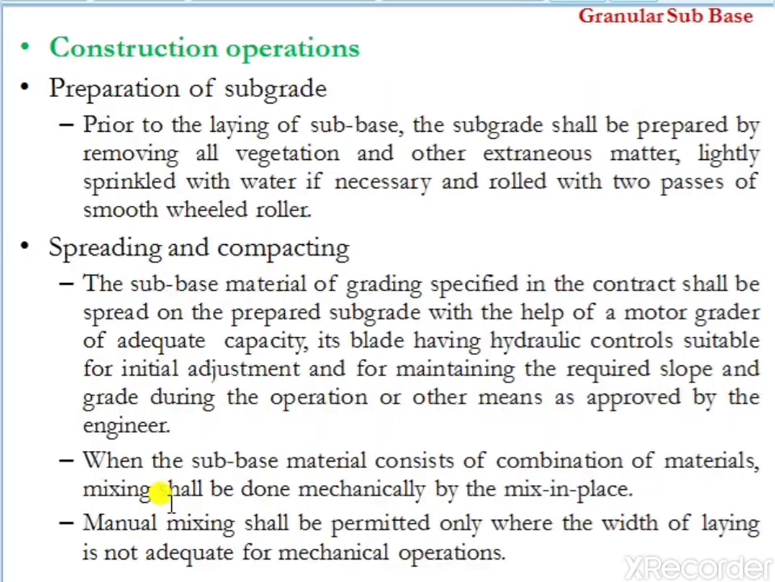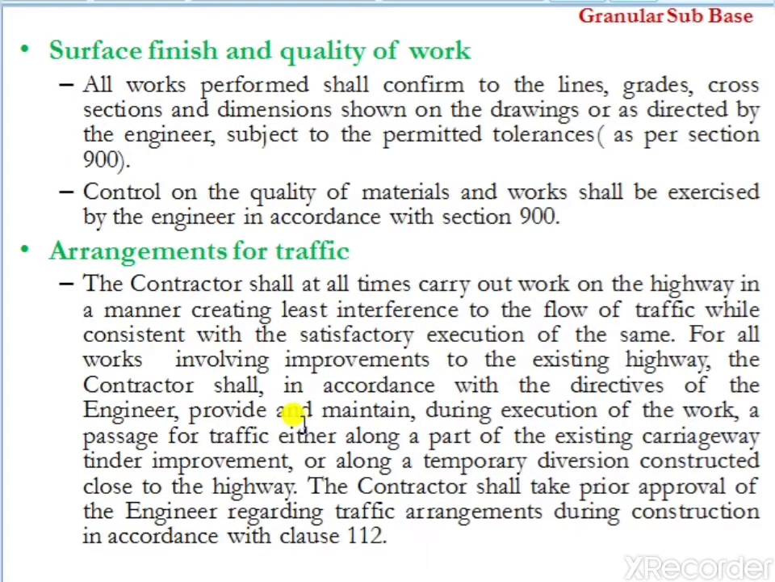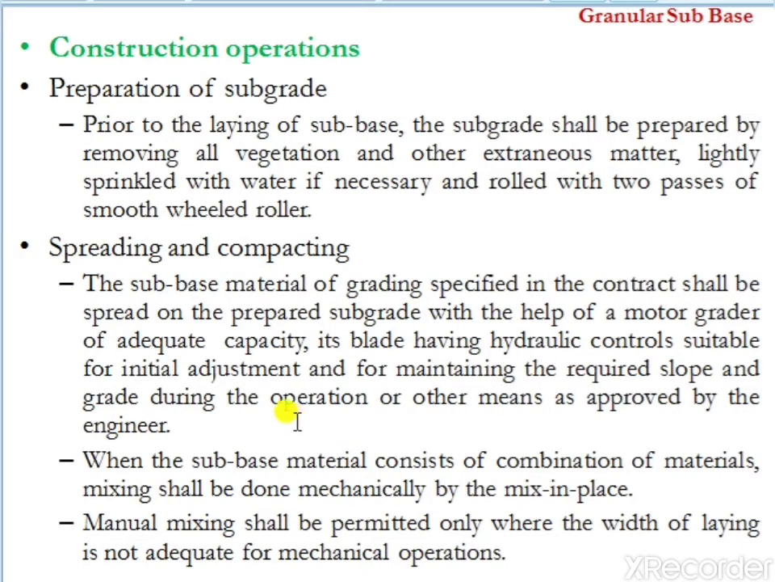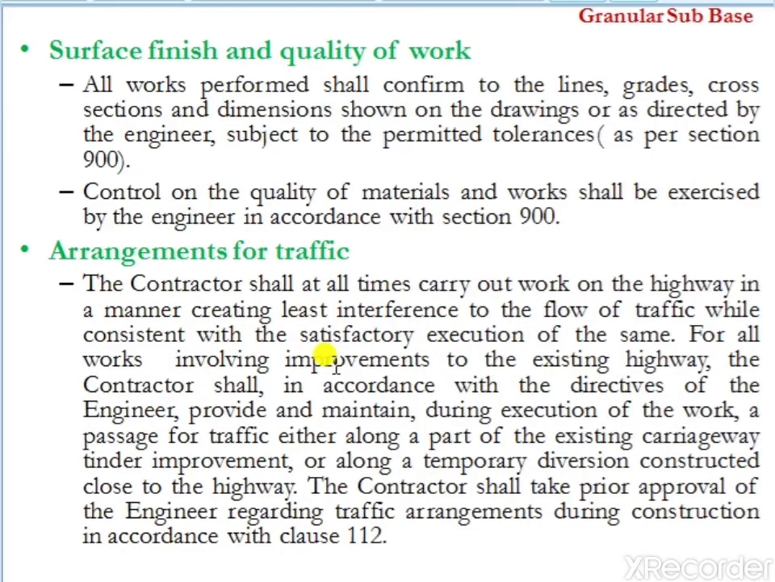After spreading and compacting, next comes surface finish and quality of work. All works performed shall conform to the lines, grades, cross sections and dimensions shown on the drawing or as directed by the engineer, subject to permitted tolerance. So the first step is preparation of subgrade, then spreading and compaction of the material. The next process is surface finish and quality of work.